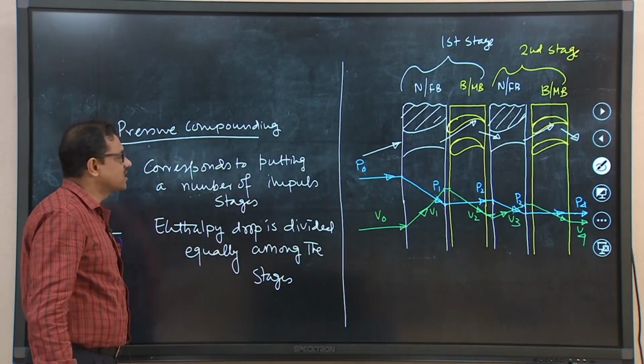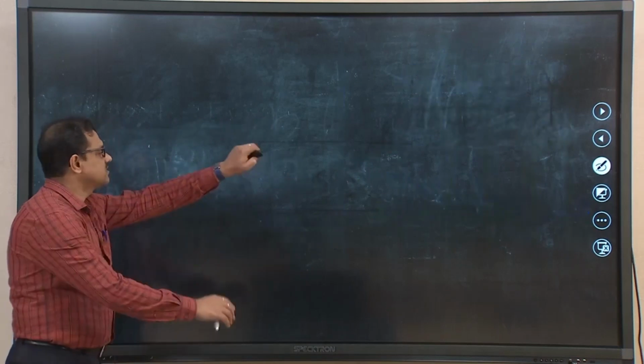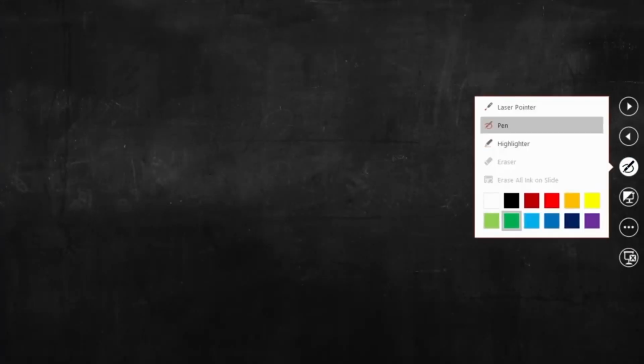So, this is basically pressure compounding or Rateau staging. Second, we shall be discussing velocity compounding or Curtis staging.